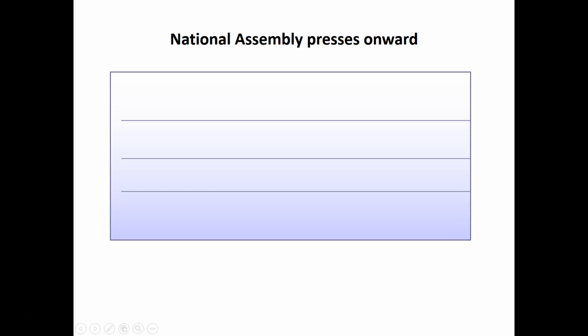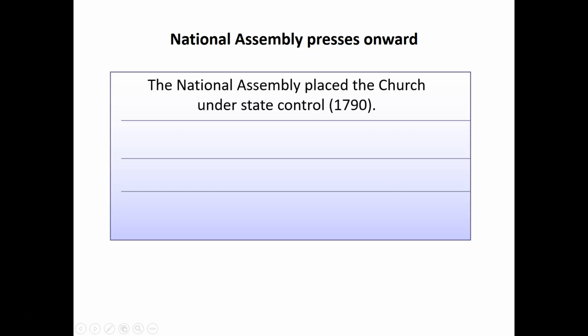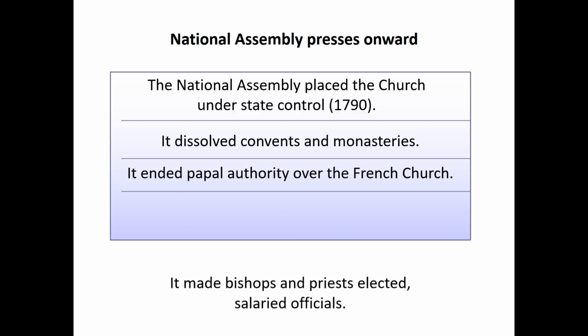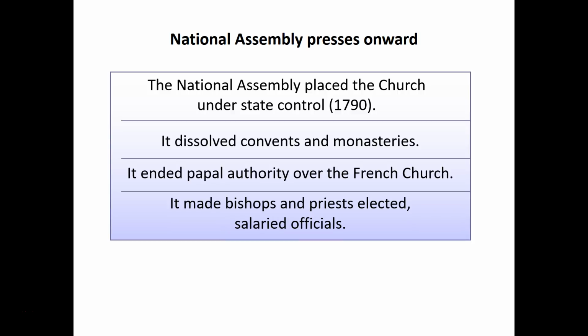Meanwhile, the National Assembly moves forward. In 1790, they place the Catholic Church under state control, so no longer under the control of Rome. They dissolve the convents and the monasteries, seize church land with the intention of using that land to satisfy some of its debt, ending papal control, so control of the Pope over the French Church. And interestingly, they make bishops and priests elected positions, so not appointed by the Pope, but elected, salaried positions responding and responsible to the government.